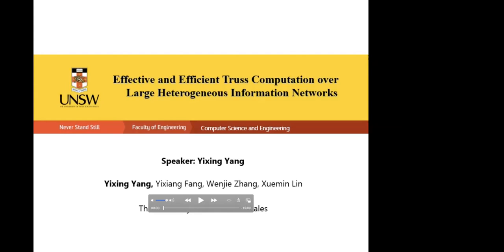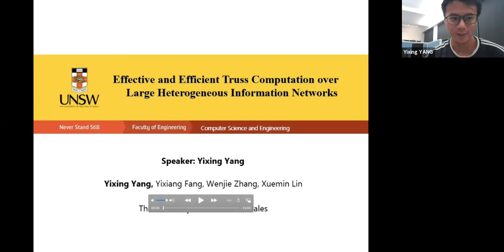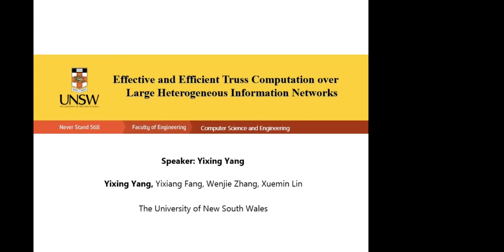Since we cannot fix the audio problem with Yuko, I think we can continue with the second paper. The second paper's title is Effective and Efficient Truss Computation Over Large Heterogeneous Information Networks. Paper number 550. The presenter is Yixing Yang from UNSW, right? Okay. I believe in the video you already introduced yourself, so I think we can start playing the video. If there's any question after the presentation, people can ask you. Let's start.